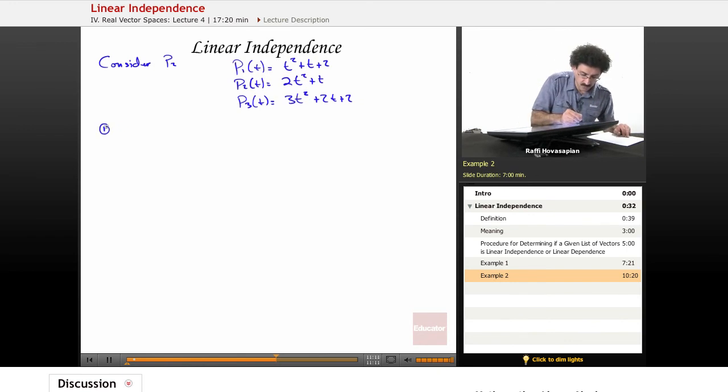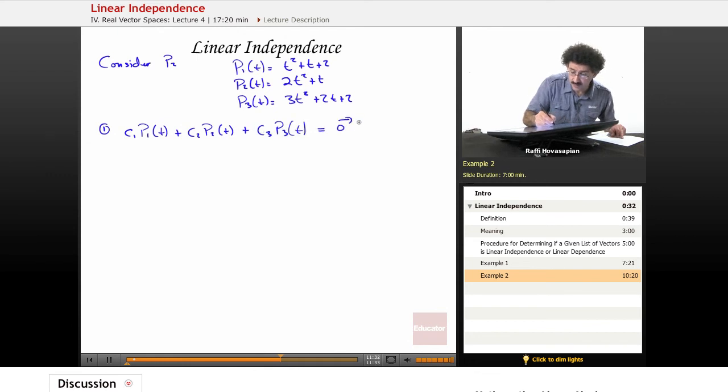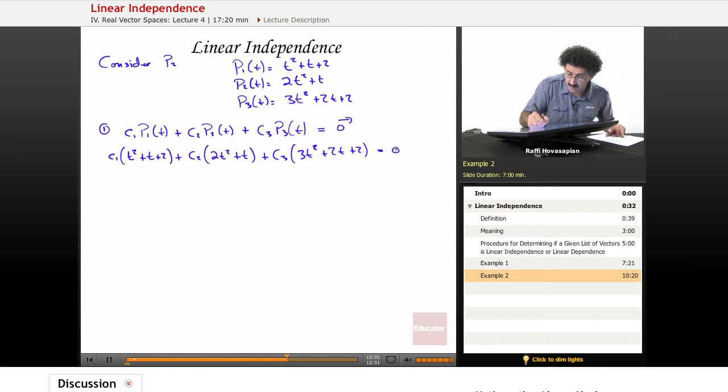Well, do what we do. We set up equation 1, which is the following. We take arbitrary constants, c1 times p1(t) plus c2 times p2(t). We'll write everything out here. We want things to be as explicit as possible. Plus c3 times p3(t), and we set it equal to 0. That's our homogeneous system. So now we actually expand this by putting in what these p1, p2, p3 are. We get c1 times (t squared plus t plus 2) plus c2 times (2t squared plus t) plus c3 times (3t squared plus 2t plus 2) equals 0.